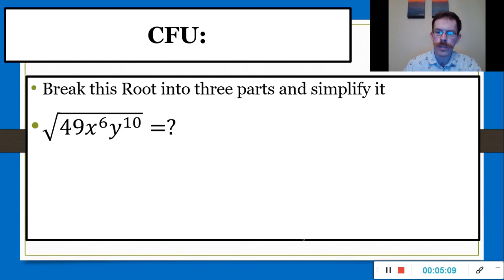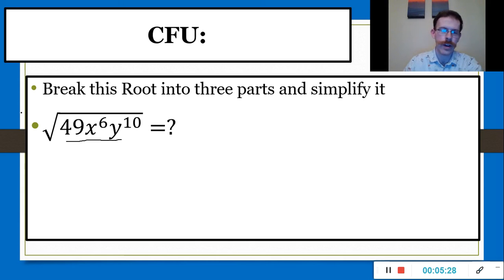Let's go on to this one. Do this check for understanding: break this square root into its 3 parts, and then simplify it. You can definitely do it. Pause the video, take 5 seconds, work on it on your own.